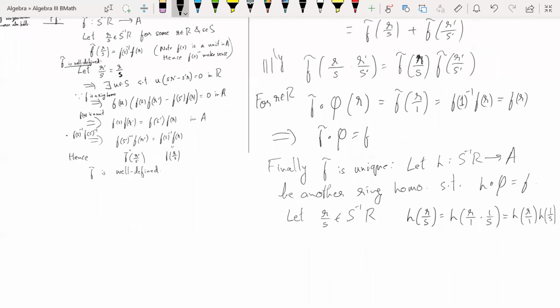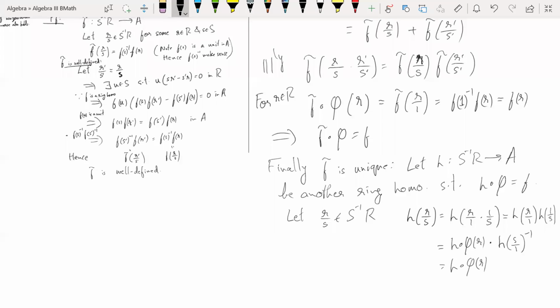What is H of r over 1? This is H composed with phi of r, because phi of r is r over 1. And what is H of 1 over s? It is some element of A, but you can also think of it as H of s over 1, inverse. Remember, 1 over s is the inverse of s over 1. In a ring homomorphism, if u is a unit, then H of u inverse goes to the inverse of H of u. That is what we are using here.